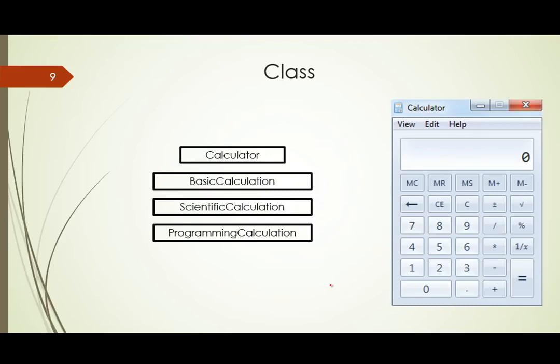So let's say you have a calculator application and you really want to use classes. What you can do is separate your logic into separate classes. Let's say you have basic functionality, so you put those in a basic calculation class. And you have scientific calculation, you put those into a scientific calculation class. This way you can organize your code. This is the purpose of the class.